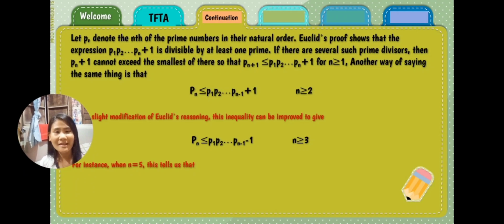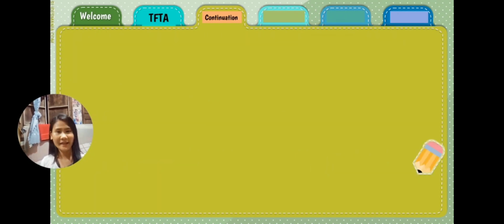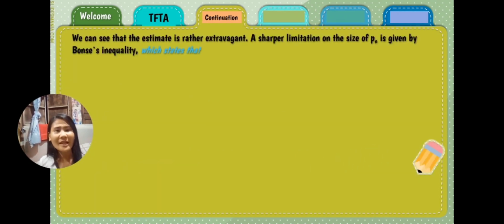For instance, when n is equal to 5, this tells us that 11 is equals to P sub 5 is less than or equal to 2 times 3 times 5 times 7 minus 1, which is equals to 209. So we can see that the estimate is rather extravagant.